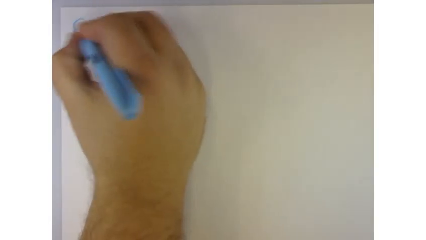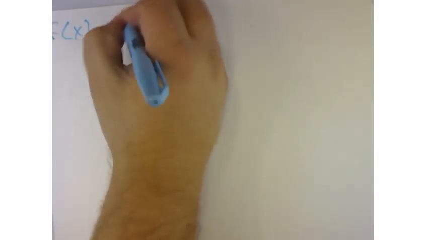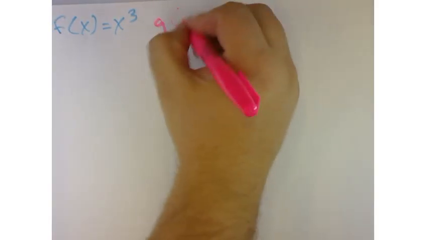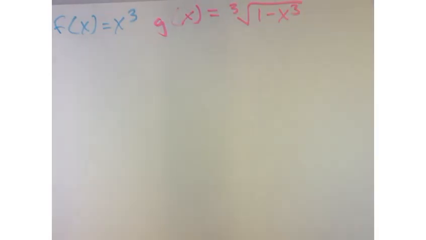All right, so let me do 20 because it won't take long. For 20, we have f of x is equal to, oh hey, it's the exact same functions, x cubed, and then g of x is going to be the cube root of 1 minus x cubed. All right? And so what they want us to do is find f of g and g of f.